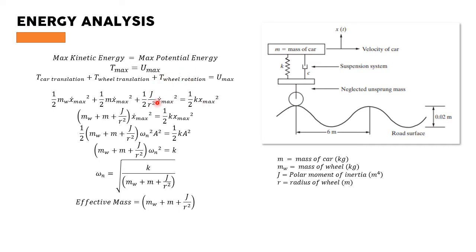The kinetic energy of the wheel is kept as 1/2 J/r² times x dot squared, which is the velocity, and you can see the rest of the kinetic energies. When this is evaluated, an effective natural frequency is calculated, from which an effective mass is evaluated, which includes the mass of the wheel, the mass of the car, and a part due to the rotation of the wheel. Small m represents the mass of the car, w represents the mass of the wheel, J is the polar moment of inertia of the wheel, and r is the radius of the wheel.